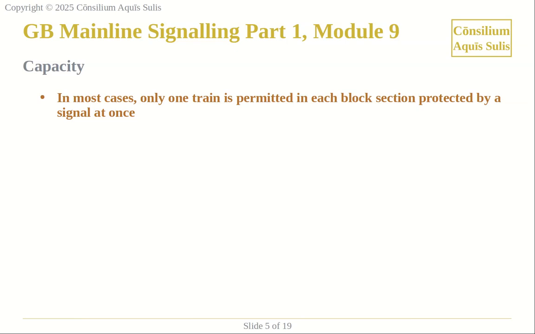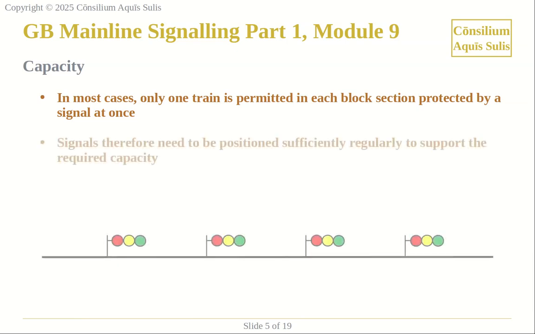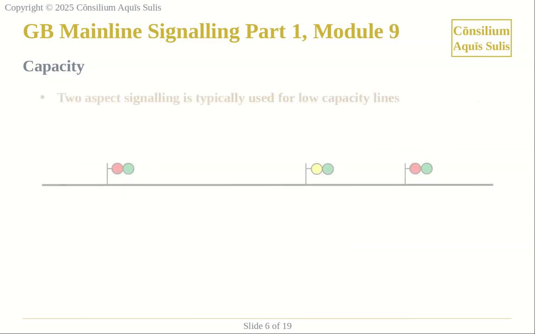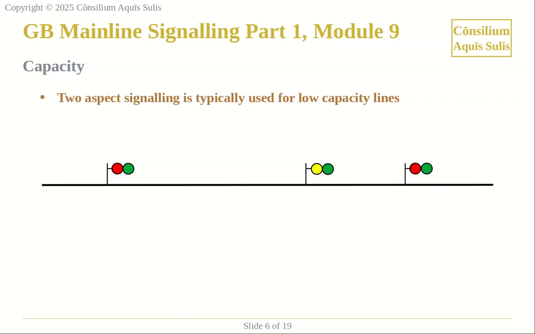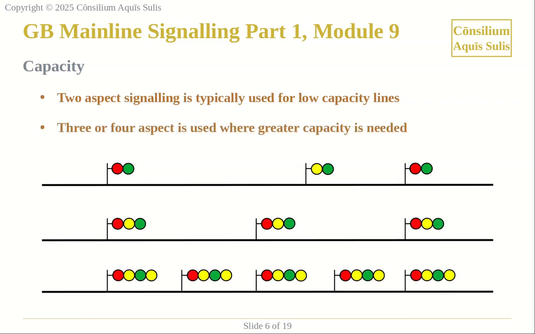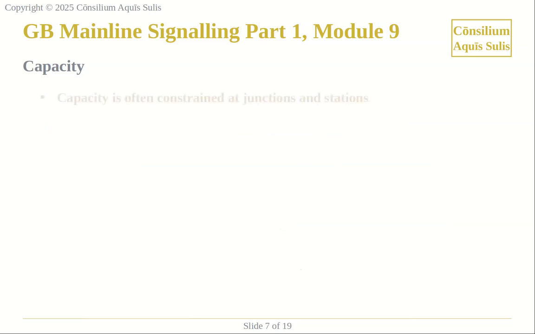In most cases, only one train is permitted in each block section at once, which is protected by a signal. It is therefore necessary to position signals, and hence block sections, sufficiently regularly to support the required capacity. On low capacity lines, two-aspect signalling typically suffices, but where high capacity is needed, then typically 3 or even 4-aspect signalling is used that allows for much shorter block sections.